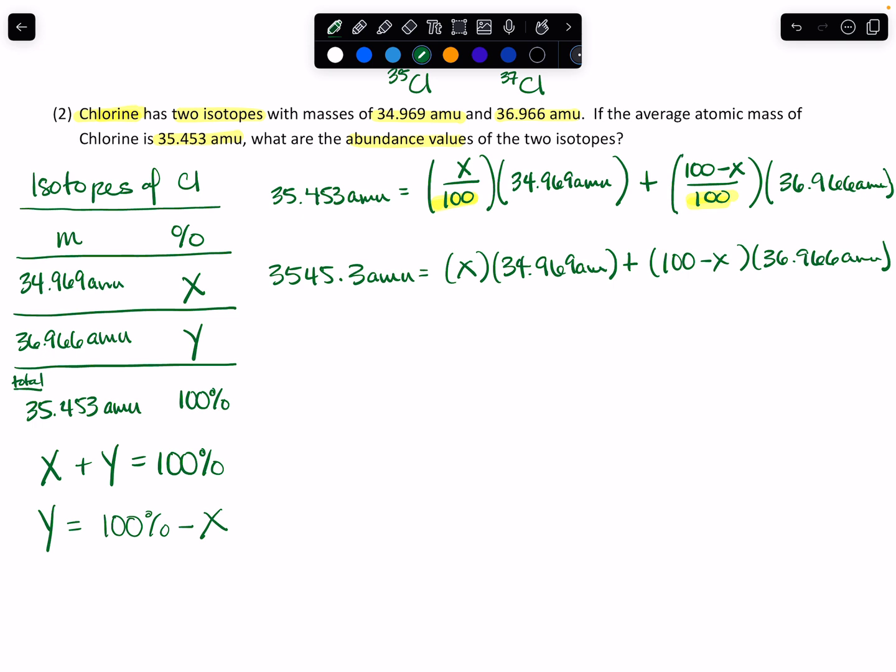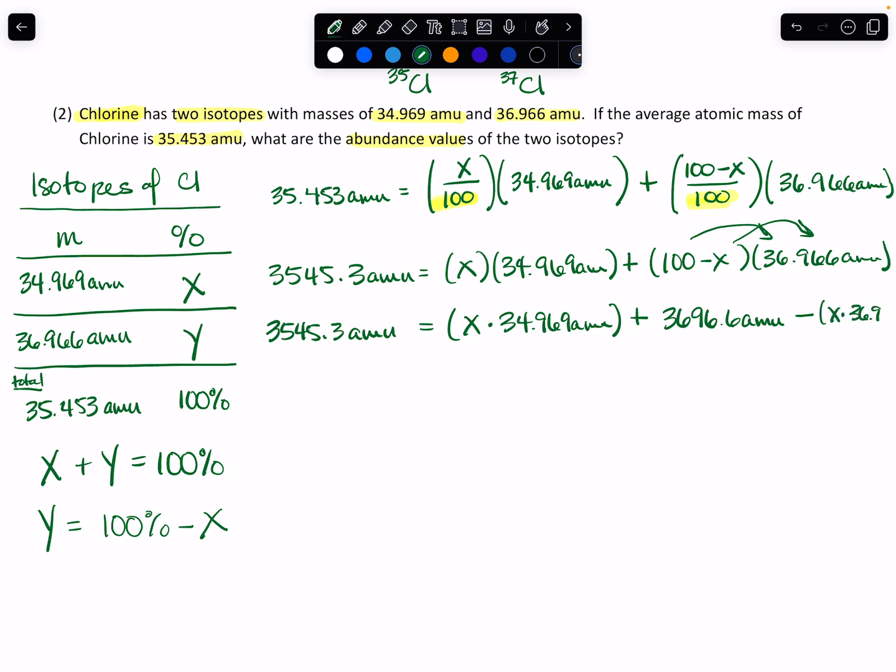Now I'm going to start distributing. I have to distribute this. So I'm going to have 3545.3 remain as is, then X times 3496.9. And then over here, I'm going to have 100 times the 36.966, so that's 3696.6, and then minus X times 36.966. Sorry, I ran out of room.